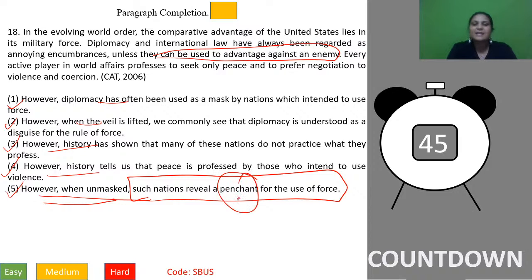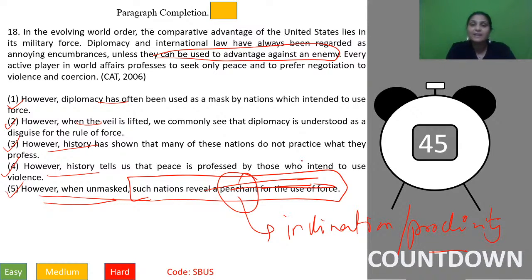Now, if you go by option number 5, such nations reveal a penchant for the use of force. Penchant means an inclination or a proclivity or a liking. For the use of force. Now, the passage nowhere mentions that they want to use force. इसलिए ये नहीं हो सकता है, कहीं भी outwardly नहीं दिया है. It's our interpretation. And if we have to actually put it as a conclusion, it will be a very subtle thing to put it in the conclusion, because nowhere has it been written very clearly that they want to use force. Then if we actually end it with this, it will be very contrary to the sentence immediately preceding it.